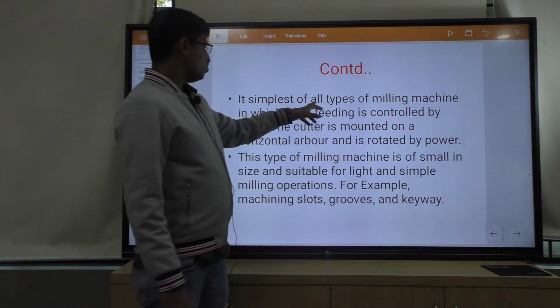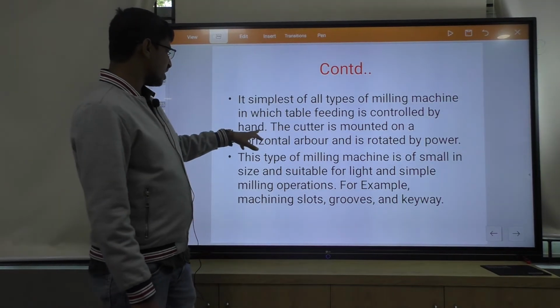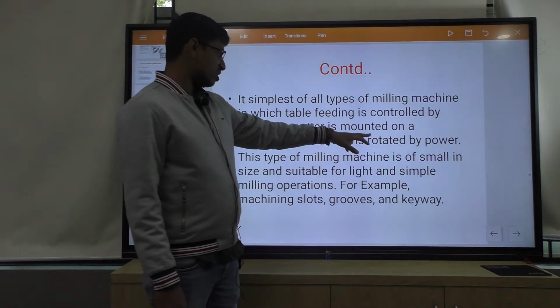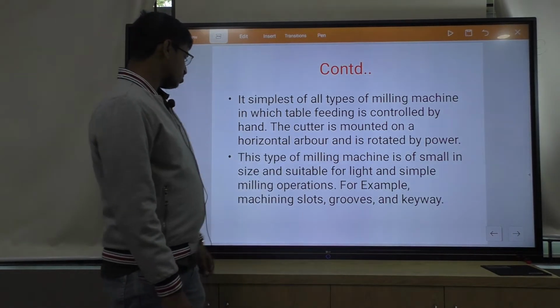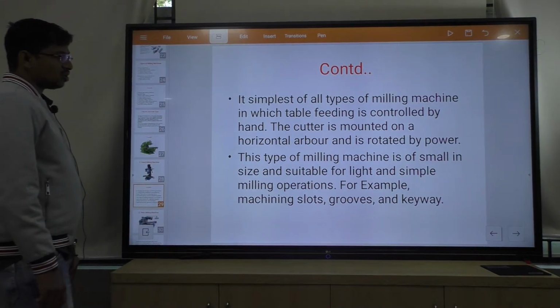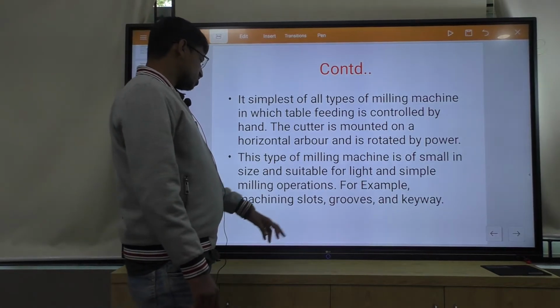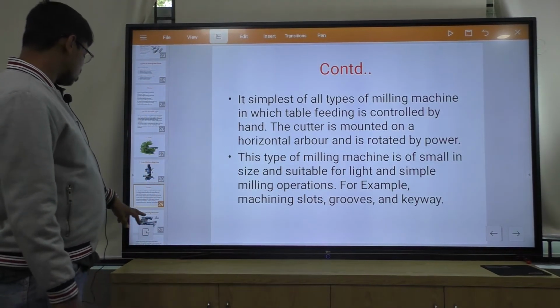It is the simplest of all types of milling machines, in which table feeding is controlled by hand. The cutter is mounted on a horizontal arbor and is rotated by power. This type of milling machine is small in size and suitable for light and simple milling operations, for example, machining slots, grooves and key wedges. This hand type of milling machine is used.